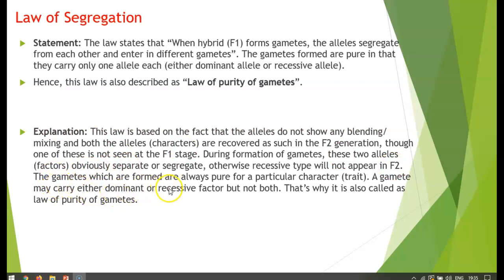The gametes which are formed are always pure for a particular character or a trait. A gamete may carry either the dominant or the recessive factor, but not both. That is why this law is called the law of purity of gametes. Let us go back to the monohybrid cross to understand the law of segregation better.